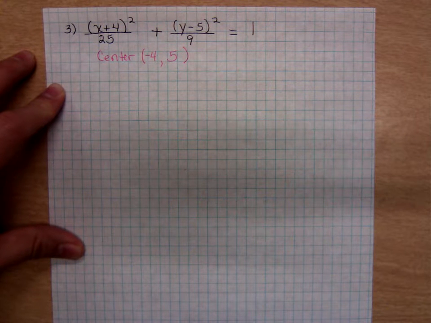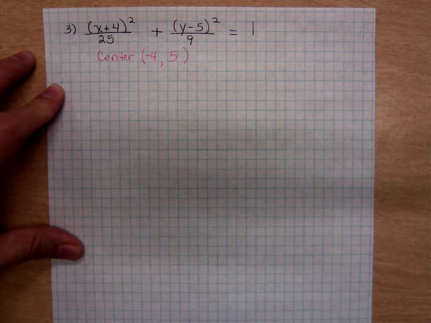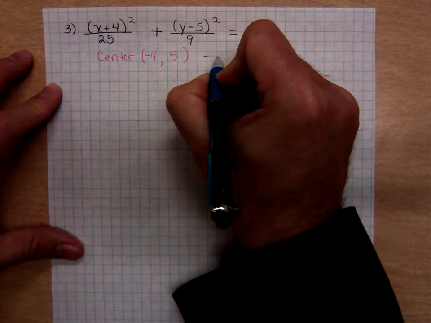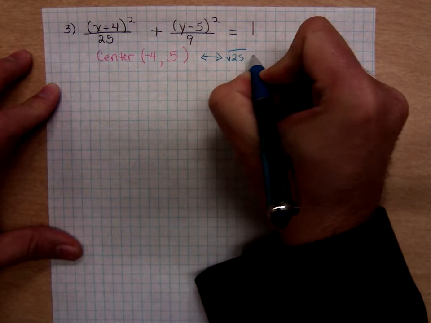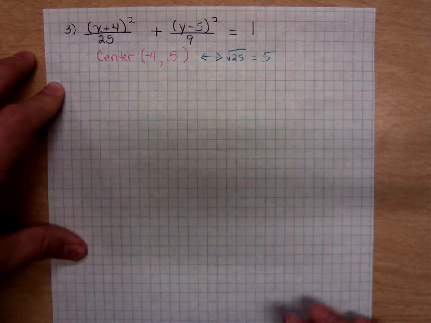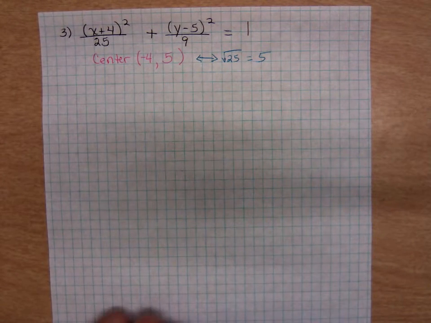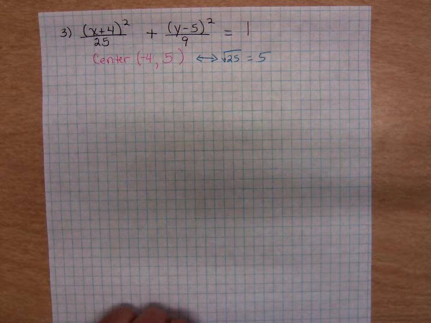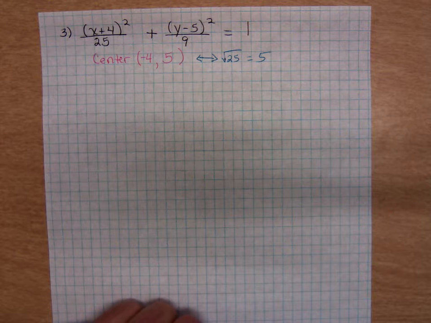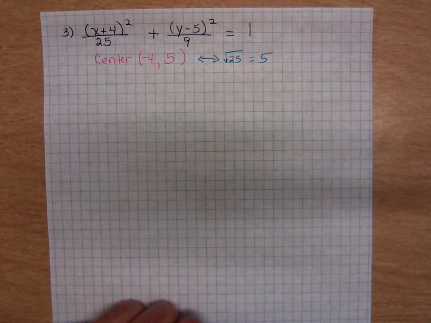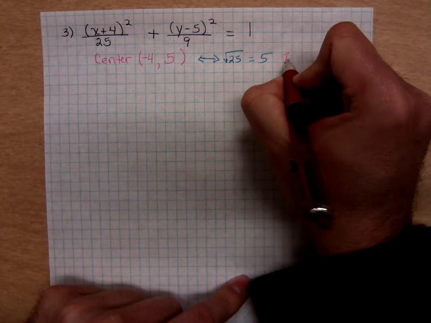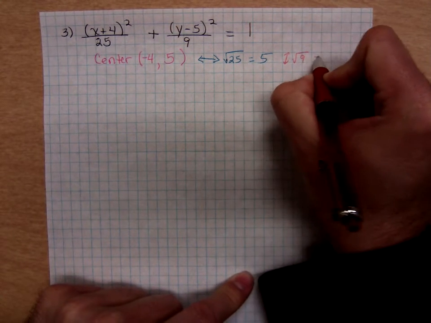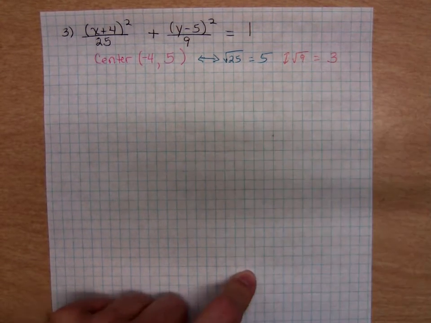Now move left and right the square root of the number under x. So we'll be moving left and right 5 from the center. So you plot the center, move left and right 5. Then move up and down the square root of the number under y, up and down 3.